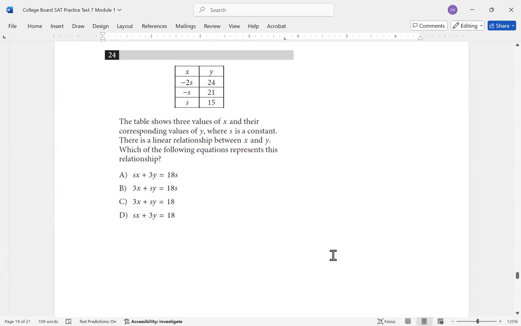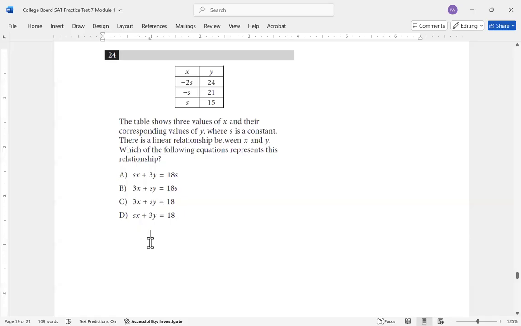Question 24. Question 24 says, the table shows 3 values of x and their corresponding values of y, where s is a constant. What is a linear relationship between x and y? Which of the following equations represents this relationship?